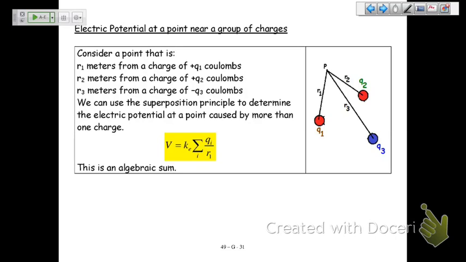Suppose that we have a whole bunch of charges and a point of interest. What do I do? I just add them all up. The potential caused by this charge is that, and the potential caused by that charge is that. Is potential a vector or a scalar? It's a scalar, so I don't have to worry about the direction. All I have to worry about is its magnitude. So you work out that magnitude and add it to that magnitude and add it to that magnitude. It's a piece of cake.